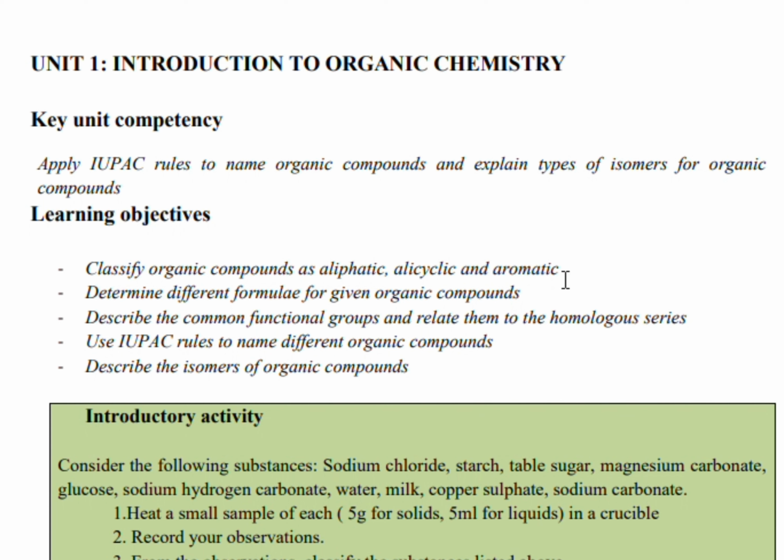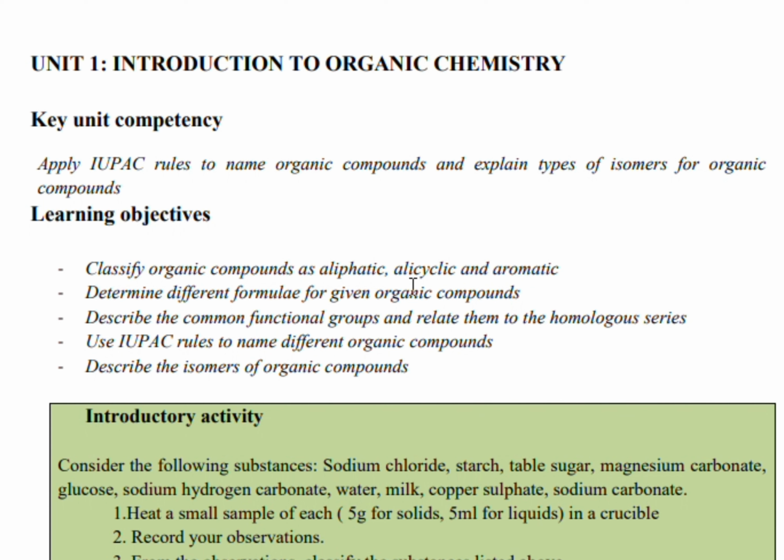Organic compounds are classified into three classes. The first one is aliphatic compounds. They are the ones which are chains. They may be chains or they may be branched.